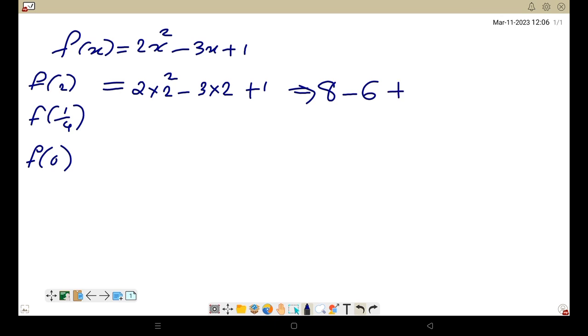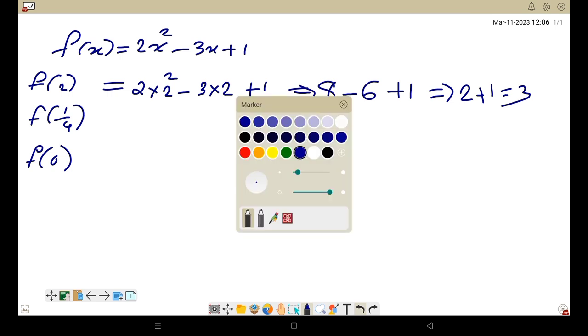2 square is 4, so 4 into 2, 8. 3 into 2, that is minus 6, plus 1, equal to 8 minus 6, that is 2. 2 plus 1 equal to 3. Okay, so f of 2 is equal to 3. Once again: 2 square is 4, 4 into 2 is 8, 3 into 2 is 6, minus 6 plus 1, 8 minus 6 is 2, 2 plus 1 is 3.